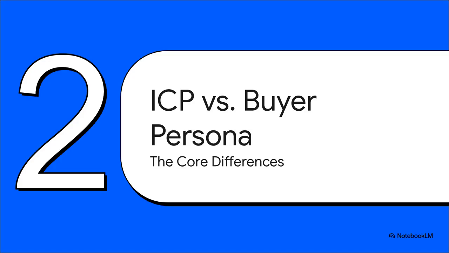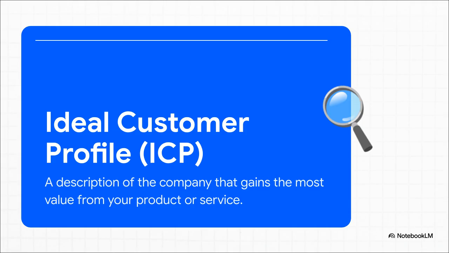So let's get to the heart of it. We're going to really nail down the foundational differences between these two, because getting these definitions straight is absolutely the first step to building a strategy that actually works. First up, the ICP. Think of this as your strategic filter. It's a detailed description of your perfect fit customer account. This is all about the company level. We're looking at hard data, firmographics like their industry, company size, annual revenue, where they're located. The whole point is to figure out which companies are going to get the most value from you and, in turn, give the most value back to your business.